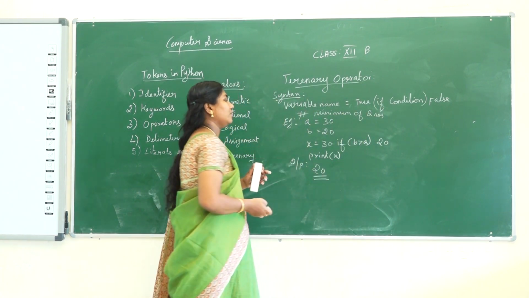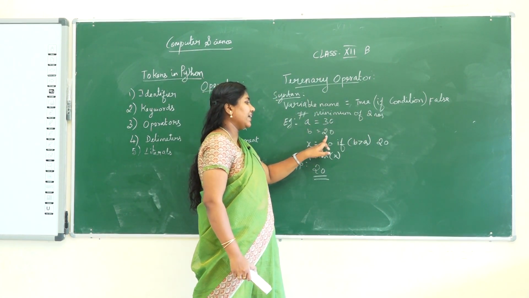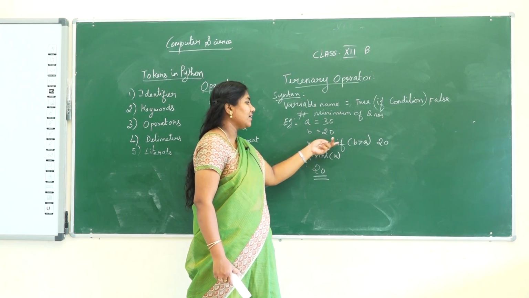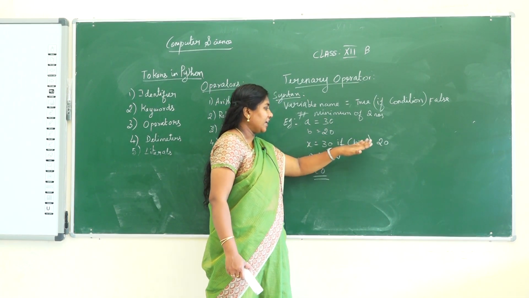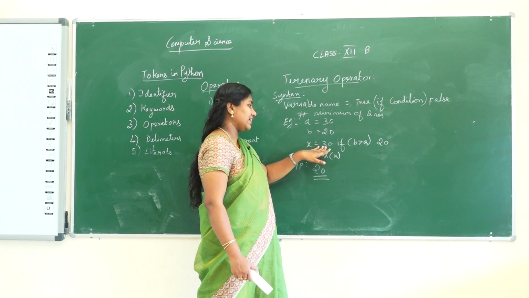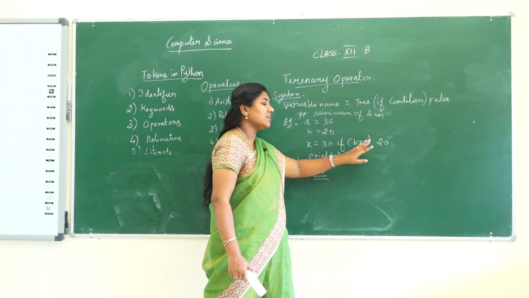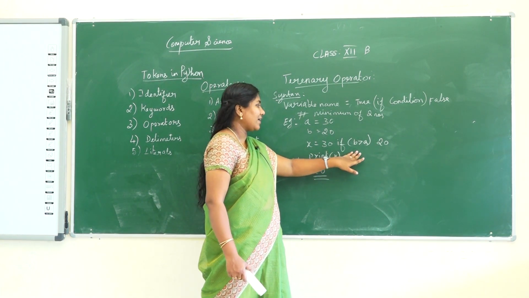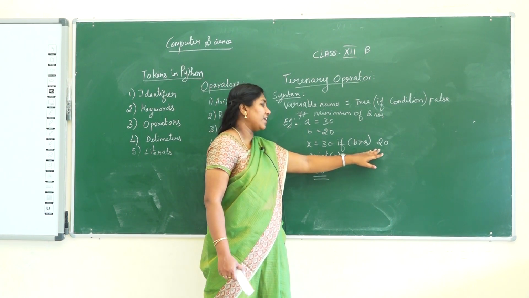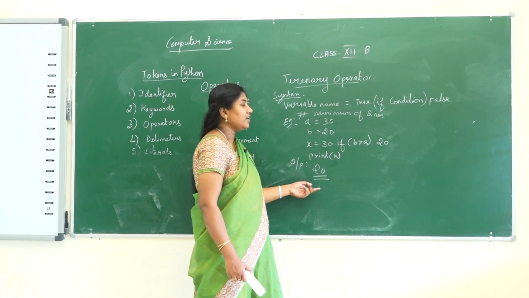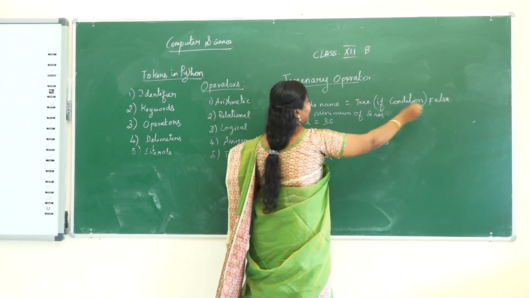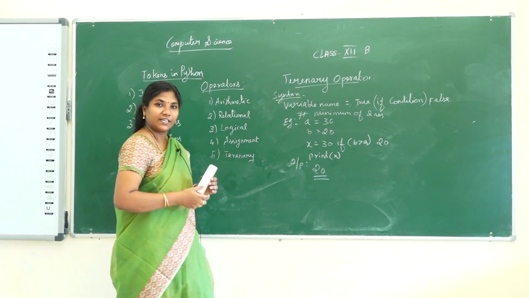This is the command line. Okay. So, I am having a is equal to 30 and b is equal to 20. This is the true part, if condition, and false part. If the condition is true, 30 will be displayed. If the condition is false, 20 will be displayed. Here I am having the condition as false. So, the value 20 will be displayed. Okay. So, it is given in a single line. This is the syntax for the ternary operator.